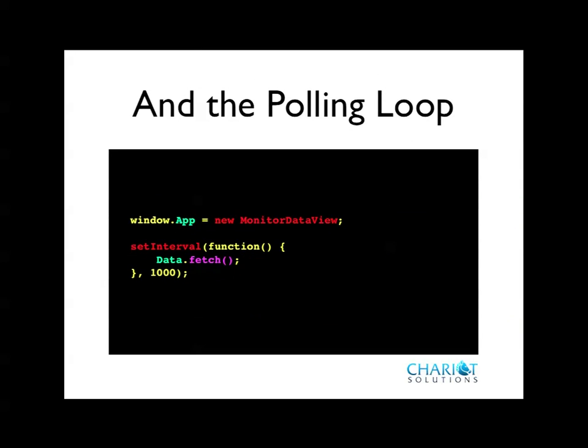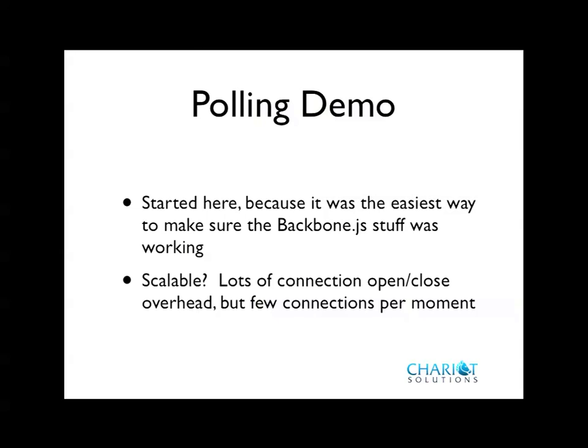And finally, just to make sure this all works, I'm going to start with a polling loop. Polling is something we want to get away from, but it's the easiest way to make sure this is functional. So I do a set interval, and I call data.fetch. Because I gave the model a URL, it knows where to fetch from, and my backend is just returning JSON. So again, I just started with polling because it's the easiest way to make sure everything's working, and then we can move on to the better techniques.